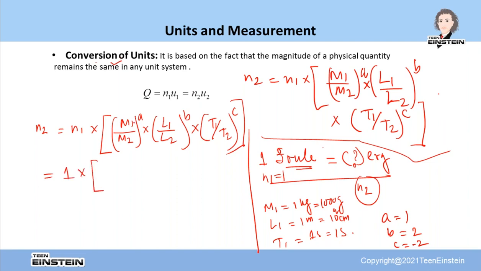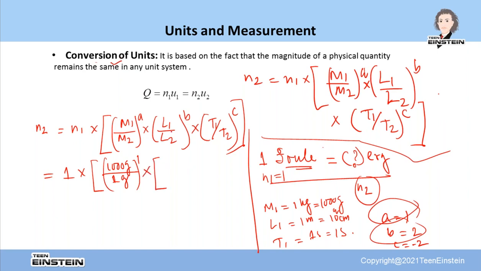All right. n1 is 1, since it is 1 joule. M1 is in the SI unit system, so I'll write 1000 gram. M2 is in the CGS unit system, so that is 1 gram. This is to the power A, which means to the power 1, because from the dimensional formula we had got A, B, C.